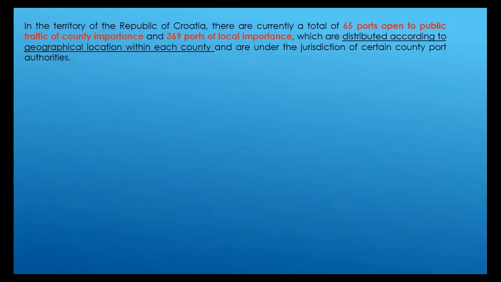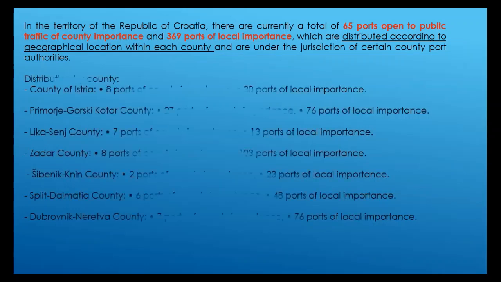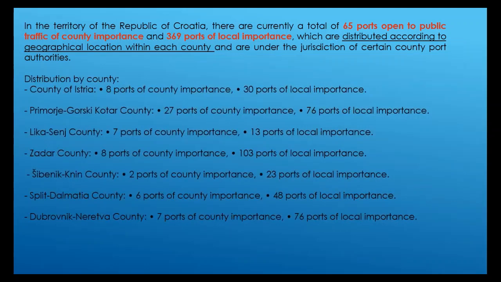So, also in the territory of the Republic of Croatia, there are currently 65 ports open to public traffic of county importance and 369 ports of local importance, which are distributed according to the geographical location within each county and are under the jurisdiction of the certain county port authorities. So these are ports of county and local importance.